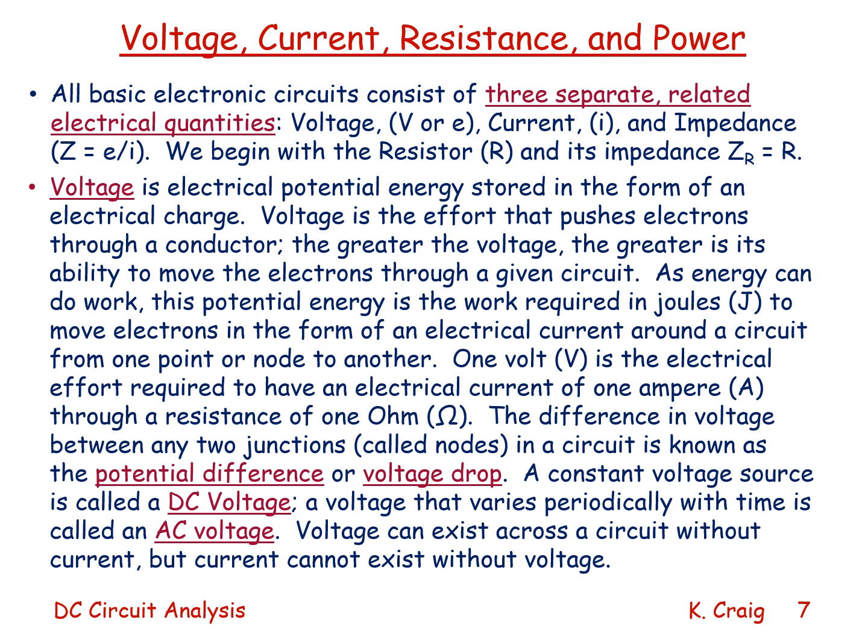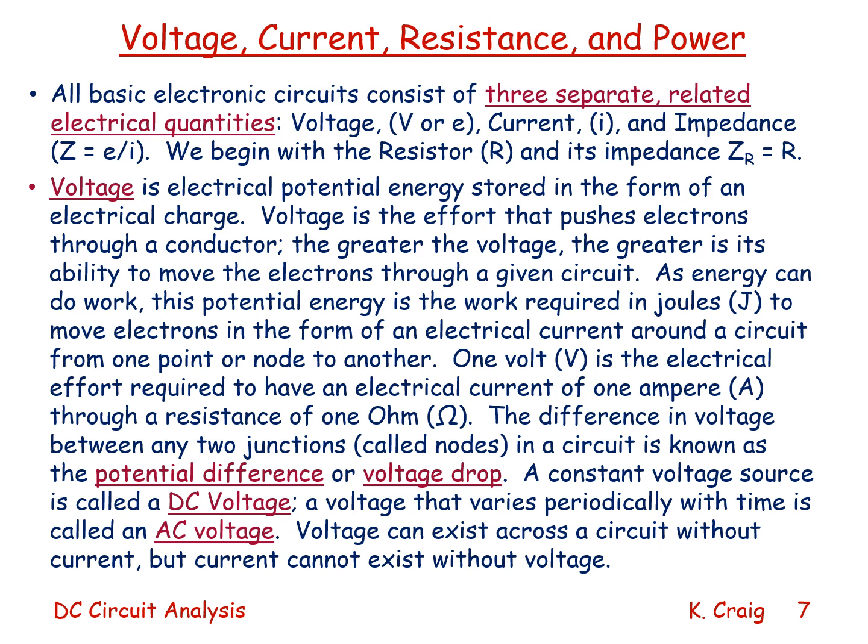Voltage is the effort that pushes electrons through a conductor. The greater the voltage, the greater is its ability to move the electrons through a given circuit. As energy can do work, this potential energy is the work required in joules to move electrons in the form of an electrical current around a circuit from one point or node to another. 1 volt is the electrical effort required to have an electrical current of 1 ampere through a resistance of 1 ohm.